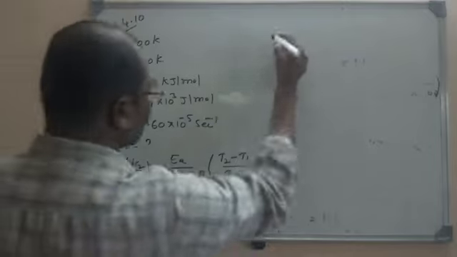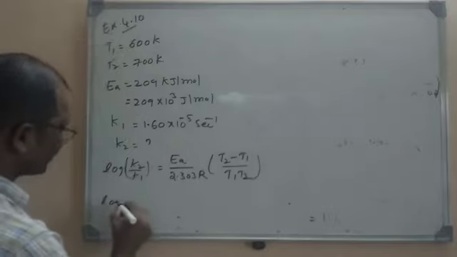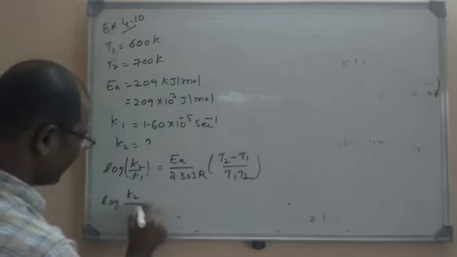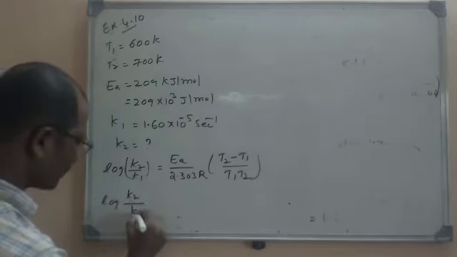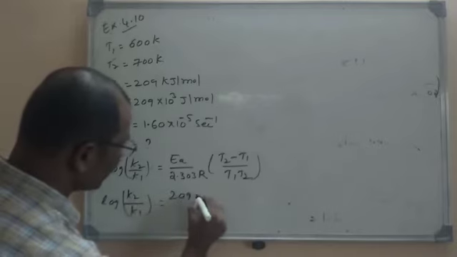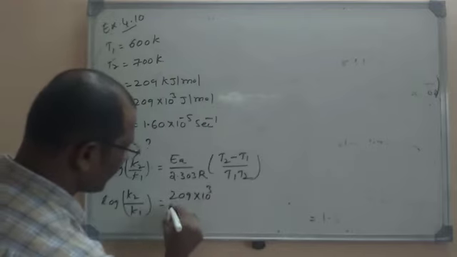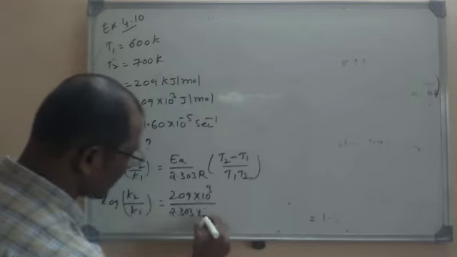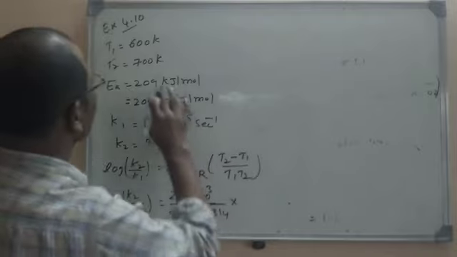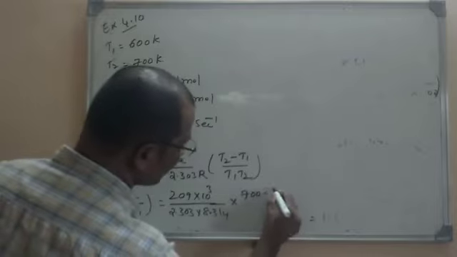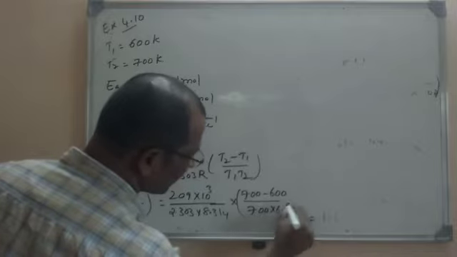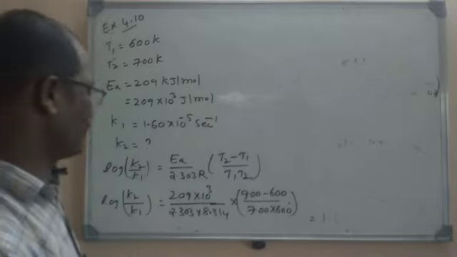So we'll substitute these values here, logarithm of K2 by K1. So the K2 value we have to determine here. The K1 value is already given. Let us substitute. In the last step, Ea value is given. What is the value? 209 into 10 power 3 divided by 2.303. R is 8.314 into (T2 minus T1). What is T2 here? 700 minus T1 which is 600, divided by 700 into 600. I have just substituted the values.